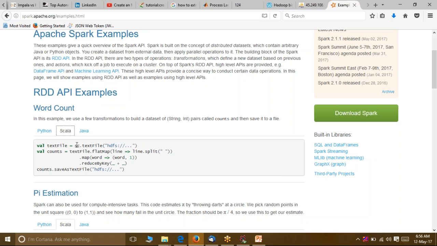That text file dot flatMap, where line dot split, where our space is there, that is going to return you the tokens, and those tokens are being mapped with each word and the numerical value 1, and then you are reducing by key, and the output is being stored to HDFS again. If you take out reading from HDFS and saving it to HDFS, in between there is only one line of code. With one line of code, you are able to achieve the same word count MapReduce. What output you get there, same output you get from here.